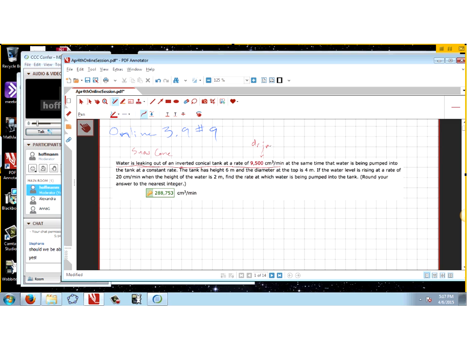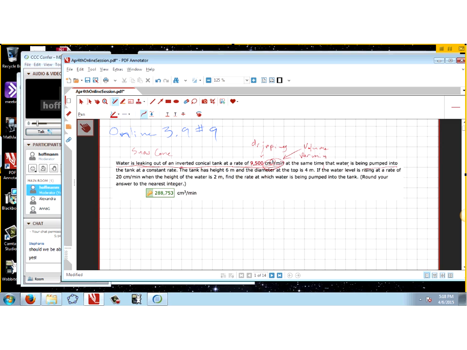Sorry, it's leaking out, so it's kind of dripping. And notice these units. These units tell me that this is a volume. Why? Because that's centimeters cubed, a volume per minute. So that should tell me that this is going to be some kind of rate of change. Okay.